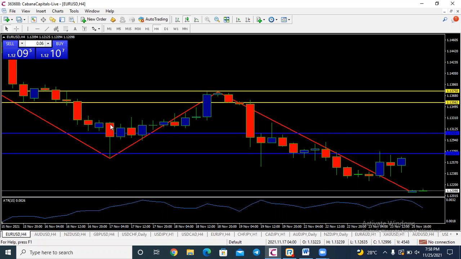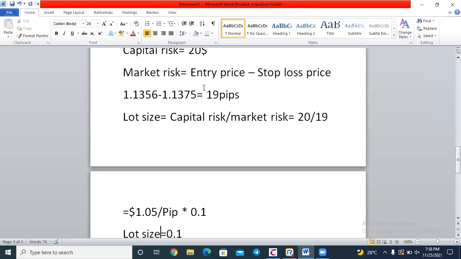So before you enter the trade, you have to wait. You need to be sure that you have buyers in the market. And how do you confirm that? Is by the formation of the next candlestick after the hammer. So you have to wait for the next candlestick to close bullish, as we have it here, before you buy. Now, on this trade we took now, the risk is 19 pips.